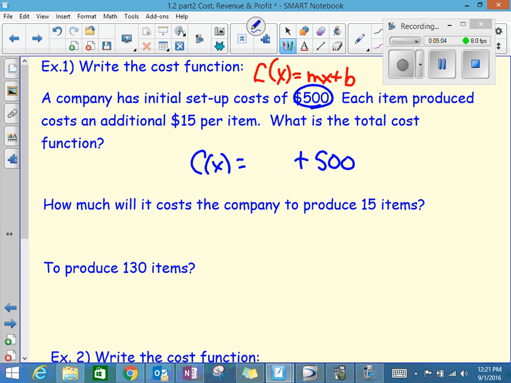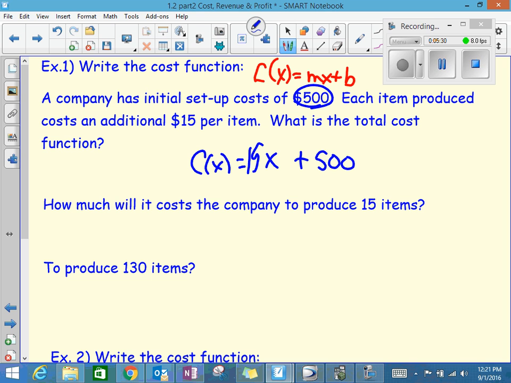So marginal cost relates to slope, right? So the total cost equation is 15x plus 500. Okay? So this is comparable to linear equations where they say write an equation given that the y-intercept is 500 and the slope is 15, right? So it's just like the most basic type of equation. So that's our cost equation.